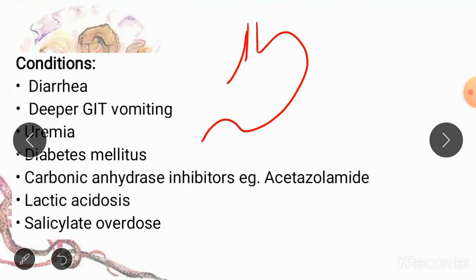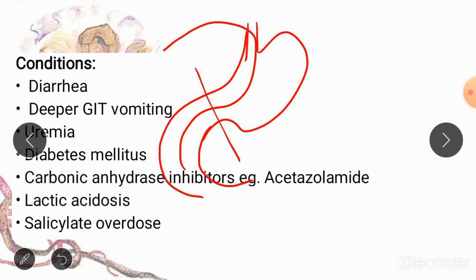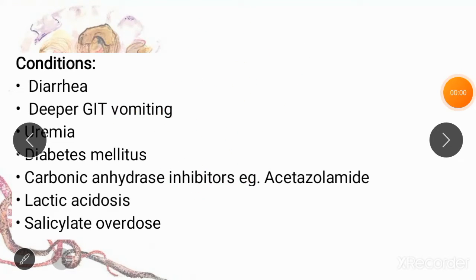But if you have deep GIT vomiting, which means that the contents are beyond your stomach, from your duodenum and other parts of your small intestine, so remember that in your duodenum large quantities of bicarb are being added by your pancreas and by your gallbladder, and deep GIT vomiting is going to result in metabolic acidosis.